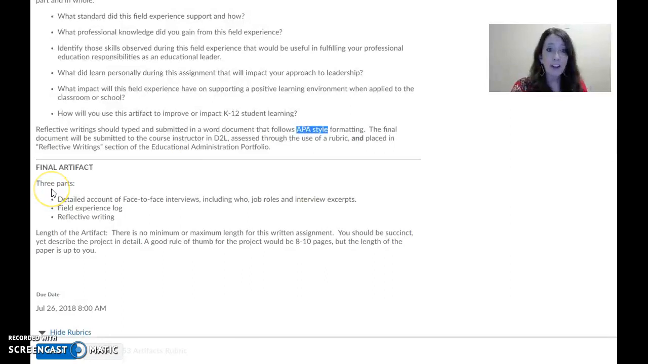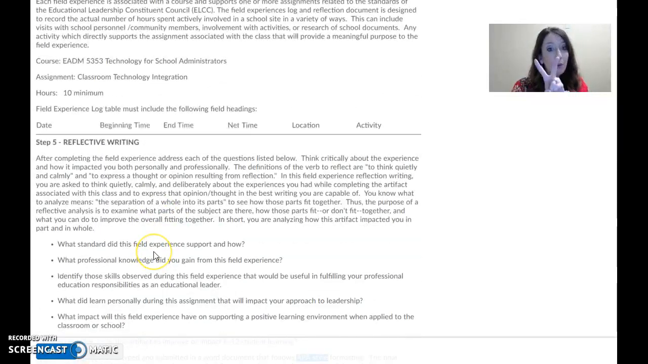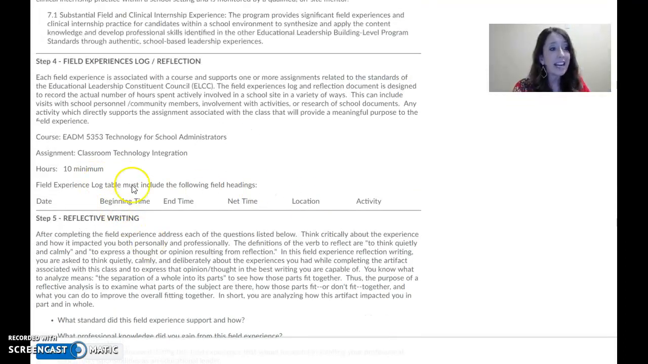The final artifact that you submit will be the detailed account of your face-to-face interviews, your field experience log, and your reflection writing. Now, I do want to point out, in the last 30 seconds that I have, you can use 2 hours out of the 10 for the actual artifact writing. So I need to see 8 hours in the field and another 2 credited for gathering your data and writing.